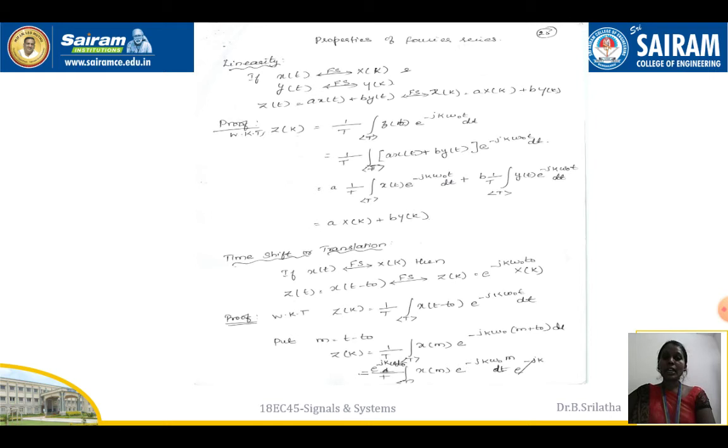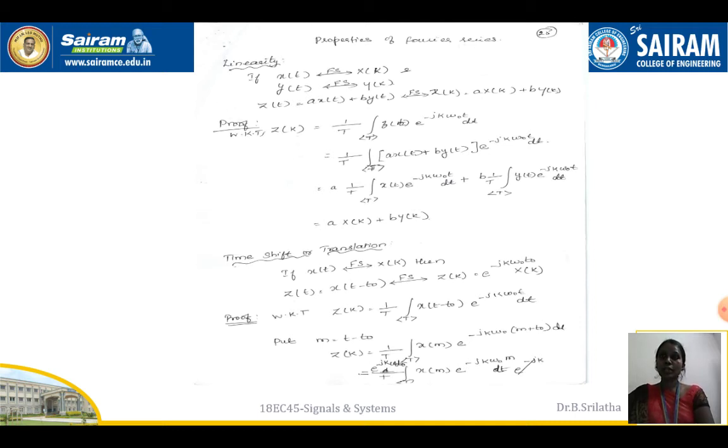What is the second property? Time shift or translation. Let us consider x of t as our continuous time signal, and the Fourier series of x of t is x of k. Then I want to apply the time shifting property. The time shifting property means the input is shifted. x of t is our original continuous time signal. Here I am going to consider the time shifting to the right hand side. We can consider t minus t naught or t plus t naught. So x of t minus t naught has Fourier series z of k.